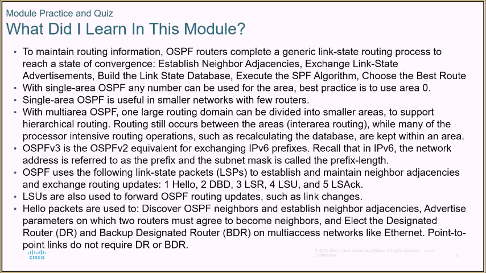LSUs are used to forward OSPF routing updates, such as link changes. Hello packets are used to discover OSPF neighbors and establish neighbor adjacencies, advertise parameters on which two routers must agree to become neighbors, and elect the designated router and backup designated router on multi-access networks like Ethernet. Point-to-point links do not require a DR or BDR because there's only ever 2 routers.